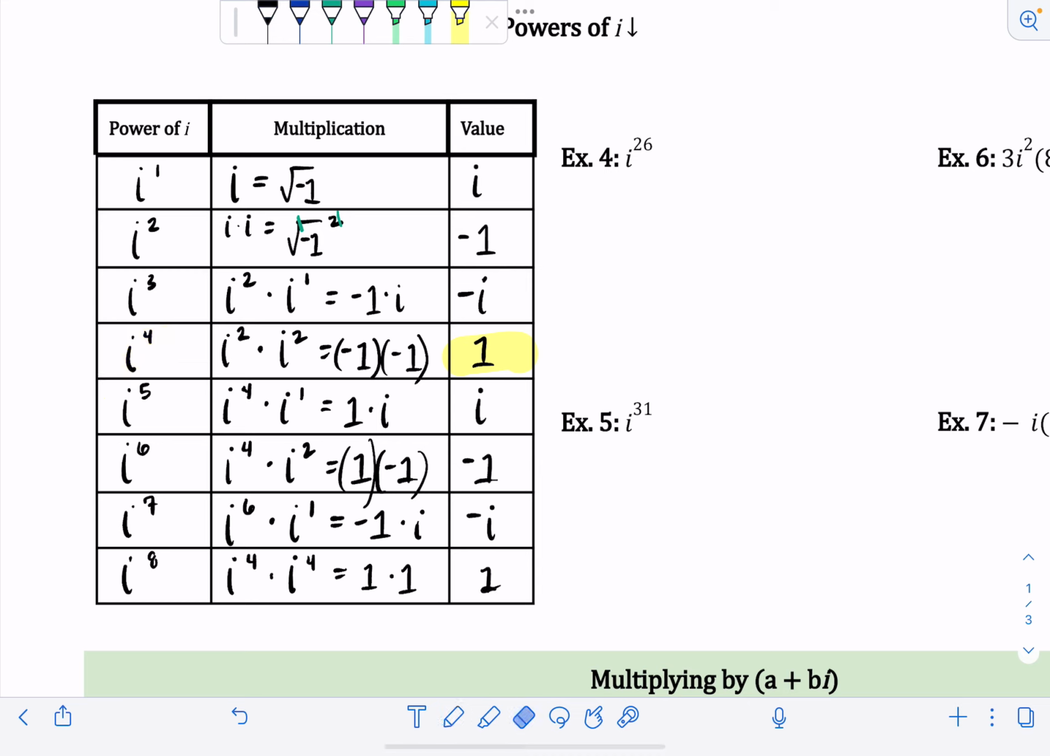Okay, I know usually the first time I show anybody the table, they're like, what just happened? And it's kind of a lot, and there's a lot of 1s and i's going around. But the main purpose of this table is to notice when it starts to repeat itself.